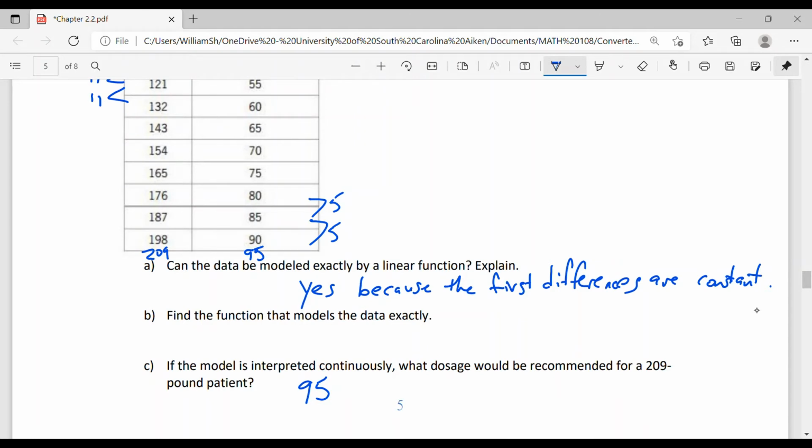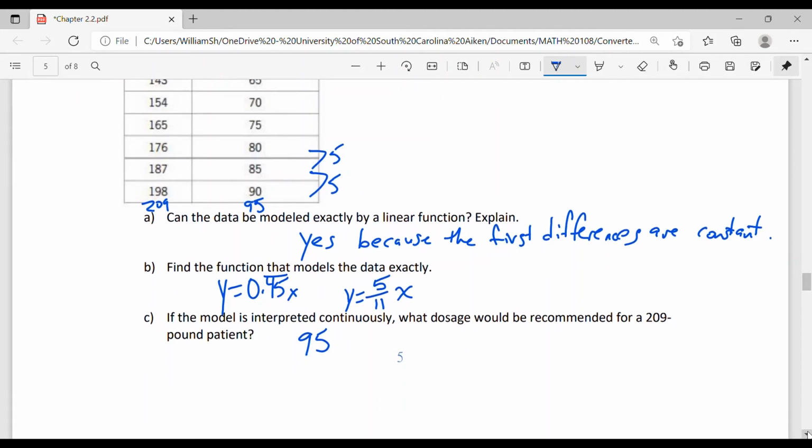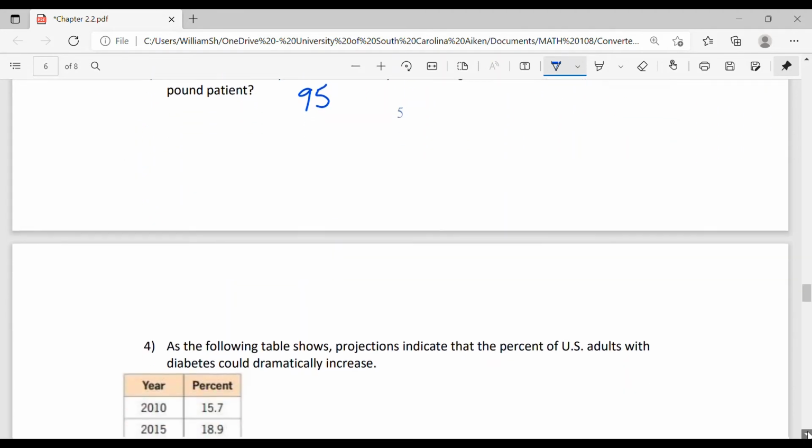Alright, so the function we found here was Y equals 0.45 repeating. It's pretty simple there. If you wanted to write it exactly, we've already kind of found it. Our slope is rise over run. We found our rise to be 5, our run to be 11. If you type 5 over 11 in your calculator, it gives you 0.45 repeating. So our function here is just Y equals 5 over 11x, especially because our B was 0. We saw that on our calculator. Pretty simple. All right, and we were correct on part C that it was 95.